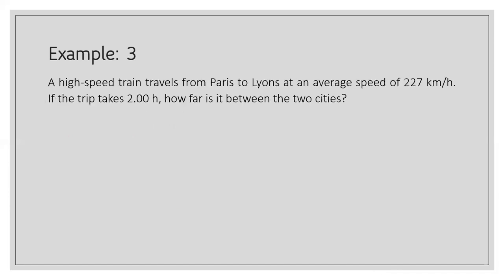And a third quick calculation, a high-speed train travels from Paris to Lyons at an average speed of 227 kilometers per hour. If the trip takes 2 hours, how far is it between the two cities? So we know speed is equal to distance divided by time. All right, so let's substitute in. So we have 227 kilometers per hour. Now, why am I keeping kilometers per hour? Well, I've given my time in hours. So as long as I put my time here in hours, I can keep kilometers an hour in my work. Now, the next lesson, we will be switching everything to meters per second.